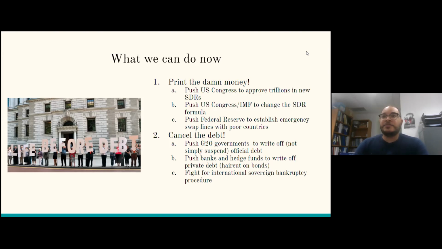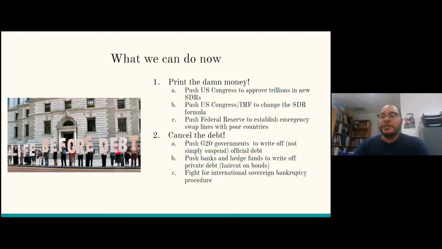The second thing is to cancel the debt, right? So we need to understand why these countries even need money to begin with. And that's because they're in serious debt in dollars and euros. So we should push the G20 governments to write off the debt, not merely suspend debt payments as they've been doing the last year and change. We need to also push private banks and hedge funds, private bondholders, to write off their debt, to simply take a haircut on these bonds.